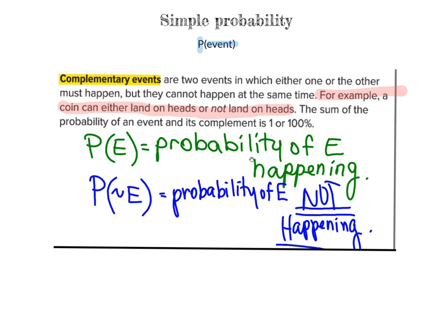So you can roll a 6 or not roll a 6. You can roll a 5 or not roll a 5. Those are complementary events. That's really it. So the probability of E happening and the probability of E not happening, those are complementary events.